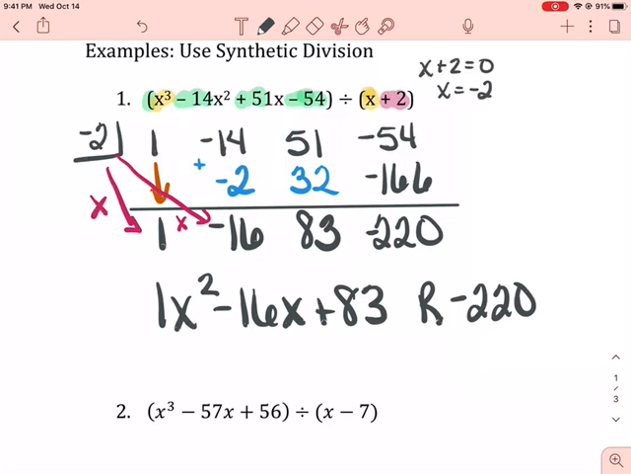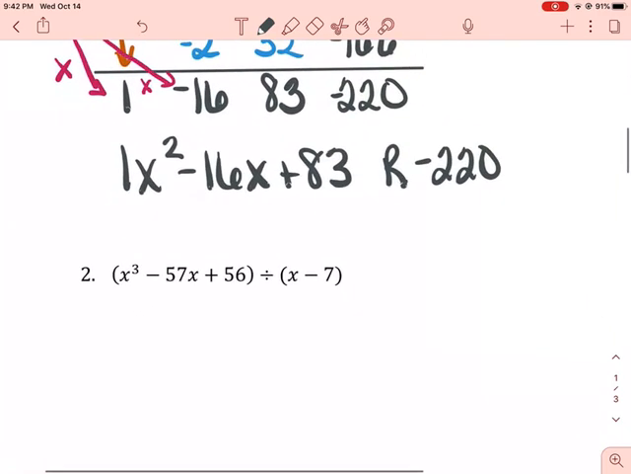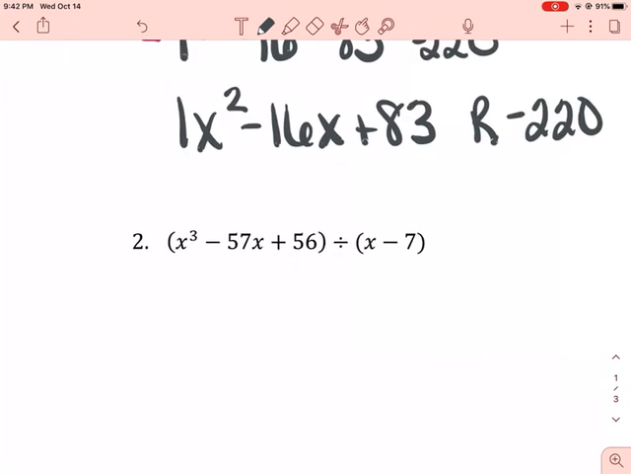Okay, you don't have to deal with any variables. You're just dealing with numbers. Some of us like long division better, some of us like synthetic. All right, so let's try the next one. Again, first thing I'm going to do is write down all of my coefficients, making sure that if I'm starting with an x cubed, there better be an x squared, there better be a linear term, and there better be a constant. All right, so we have 1 for the x cubed. I don't see an x squared, so I have to put a 0 there. I see a negative 57, and then I see a positive 56.